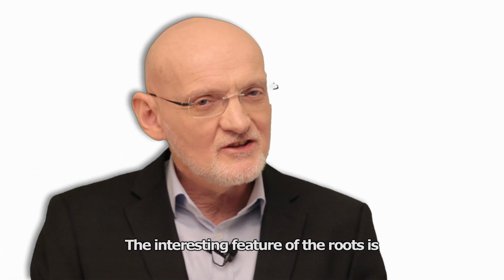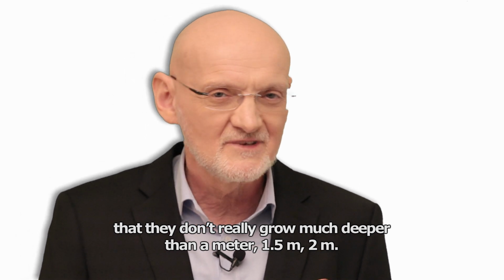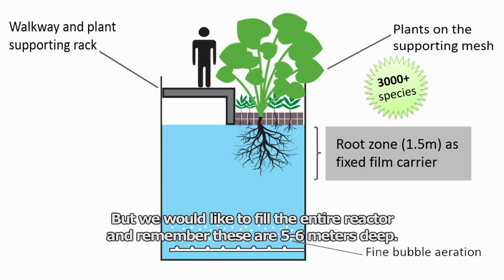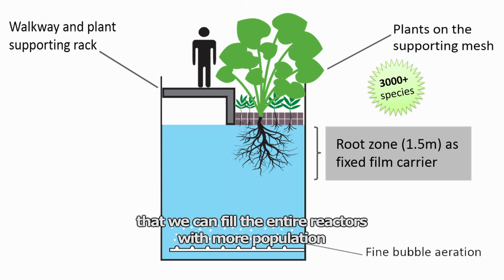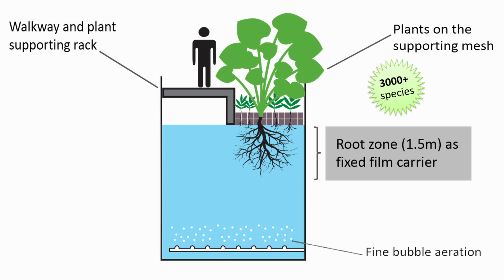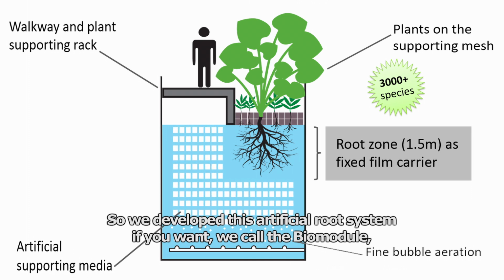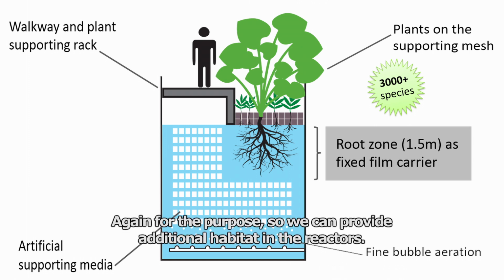The specific or interesting feature of the roots is that they don't really grow much deeper than 1 meter, 1.5 meters, 2 meters. But we would like to fill the entire reactor, and remember, these are 5, 6 meters deep. We'd like to fill the entire reactor with this habitat, because that means that we can fill the entire reactors with more population so we can make the whole system more efficient. So we developed this artificial root system, if you want. We call it the biomodule, that mimics the characteristics of the roots. Again, for the purpose so we can provide additional habitat in the reactors.